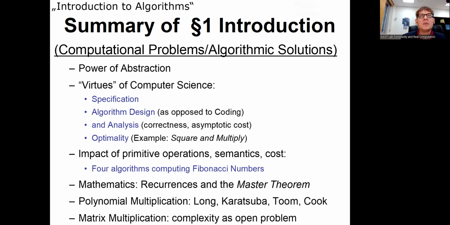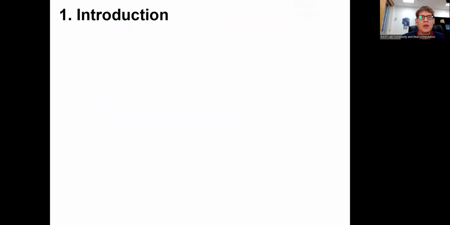And we'll close this chapter 1 with an example of matrix multiplication, where again there's a sequence of algorithms with increasing efficiency, but no known optimality. So actually some people conjecture that there's always a better algorithm, even asymptotically better, and that the optimum cannot be reached, but also nobody knows where that optimum could even be located asymptotically. So that's our plan for this chapter 1, and let's start with talking about the power of abstraction.